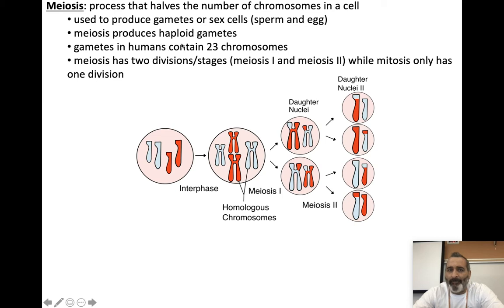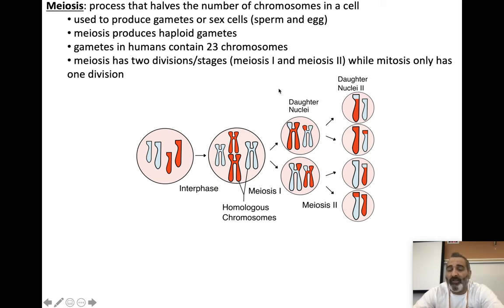What does meiosis make? Meiosis makes haploid. Well, what does haploid mean? Haploid means something that has half the number of typical chromosomes. So humans, our haploid number is 23. So meiosis makes cells, gametes, sex cells, with half the number of chromosomes that the original cell had. So meiosis produces eggs with 23 chromosomes and sperm with 23 chromosomes. That's what this means, right?